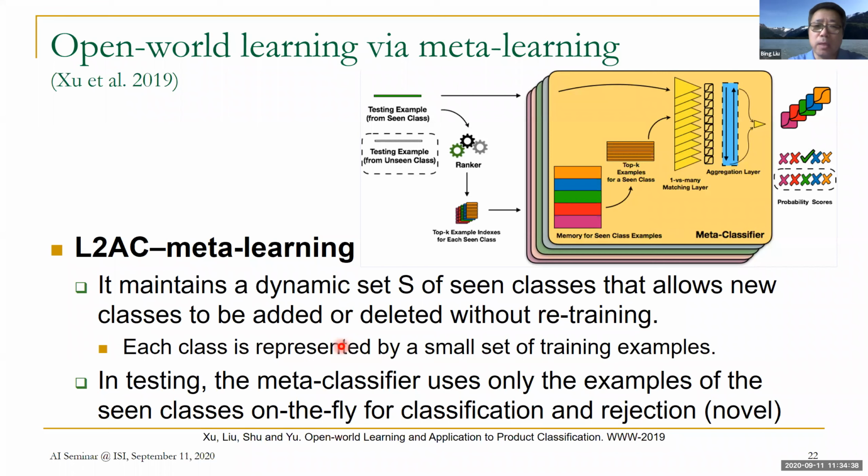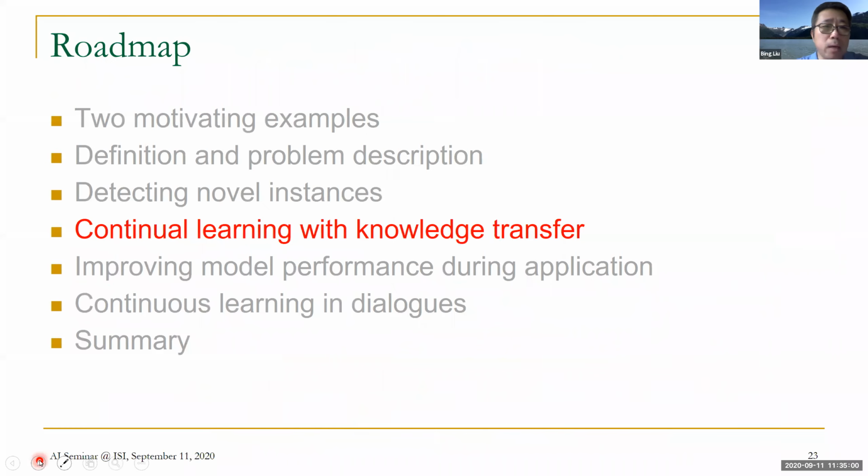And that meta classifier can basically classify the examples on the fly and can also do rejection. Based on this bunch of examples, it measures the distance. This is a trained classifier that measures distance and sees whether this is in or out. Okay, this is another algorithm. There are many algorithms now.